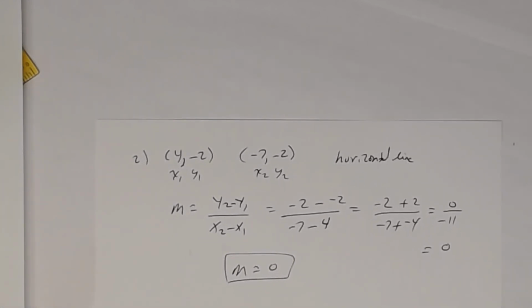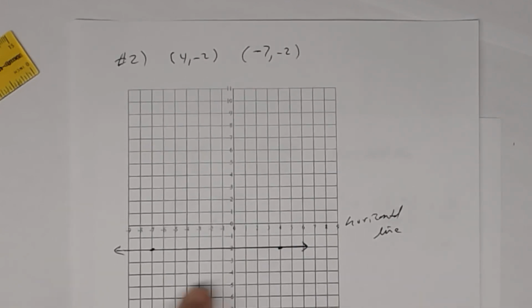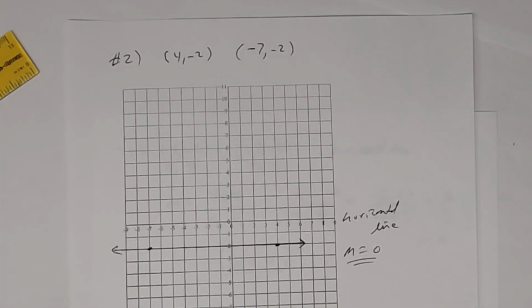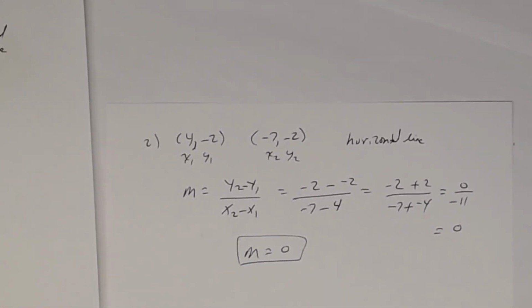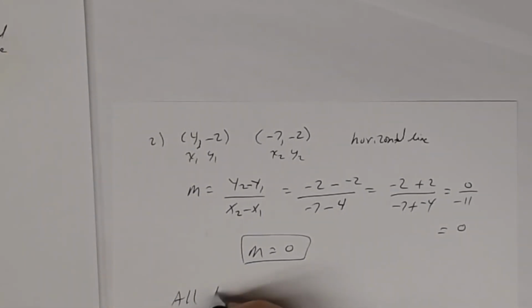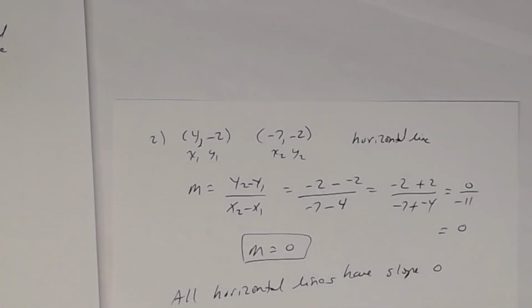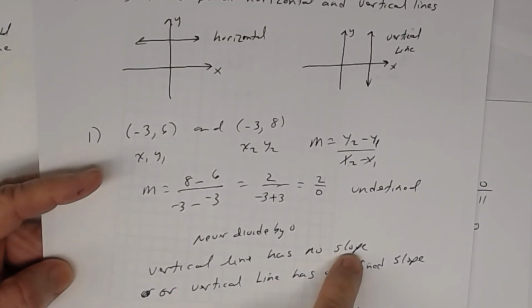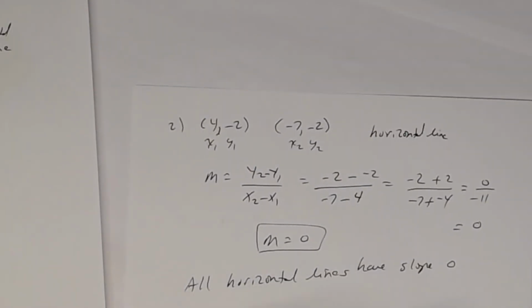Going back over here, see this horizontal line? The slope is 0. So now we can make a statement: all horizontal lines have slope 0. So there is a slope, it's 0. All vertical lines have no slope; the slope is undefined. All horizontal lines have slope 0.